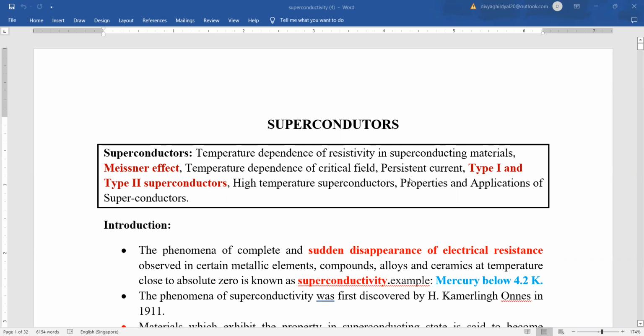Temperature dependence of critical field. This heading will fetch you all the numericals of superconductors. That means all numerical problems will be coming from the heading temperature dependence of critical field. Persistent current can be asked as a definition in section A.